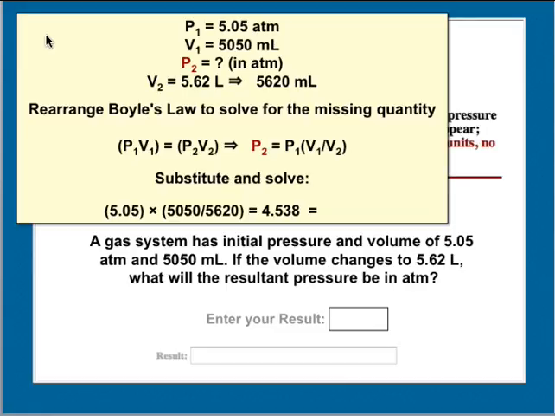All right, so here's our Boyle's Law. Again, P2 is P1 multiplied by V1 divided by V2. Here's our substitution. And we're at 4.54 atmospheres.